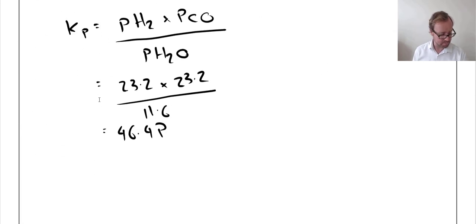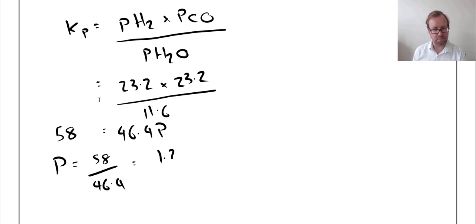So therefore, I can write my value in here, which is 58, and therefore I can work out my total pressure by dividing 58 by 46.4, which gives me a total pressure of 1.25 kPa.